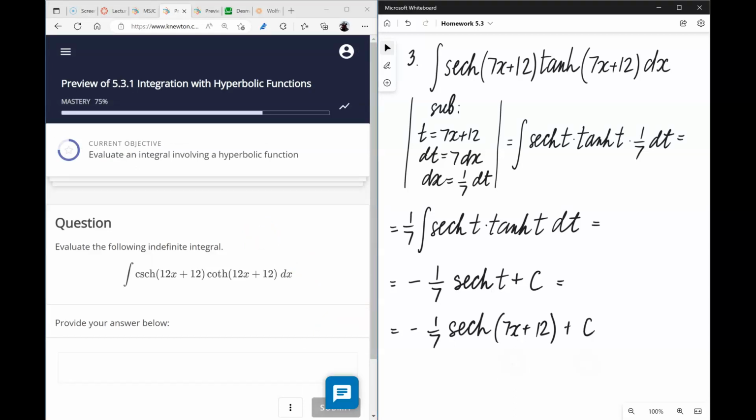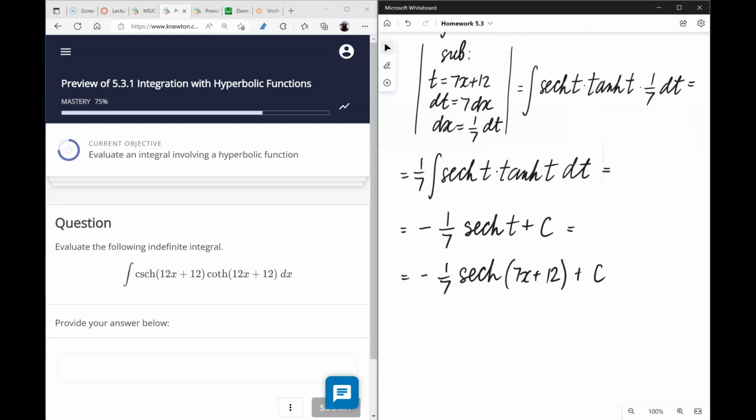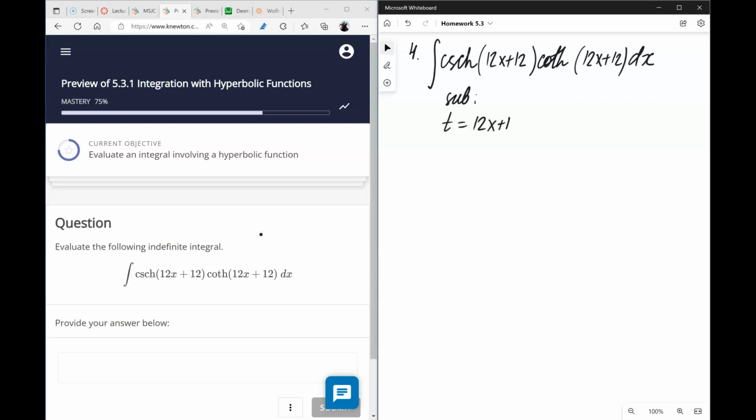All right, now we have a very similar problem, but we have cosecant and cotangent. This would be number 4. So we have the integral of hyperbolic cosecant of 12x plus 12 times hyperbolic cotangent of 12x plus 12 dx. So the substitution here is an obvious one. t is equal to 12x plus 12, so dt is 12 dx, and dx therefore is 1/12 dt.